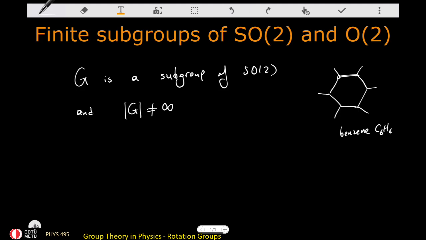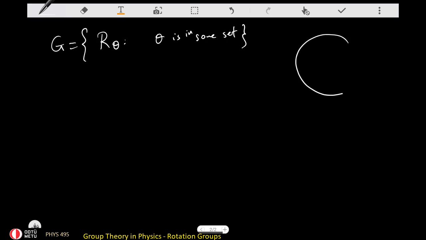So let's say that G is a subgroup of SO2. So the number of elements, the order of the group, is a finite number. So that's basically what we are looking for. So for SO2, of course, that means that the group is formed from elements of the form R theta, where theta is in some set of numbers. So in that case, this manifold structure that we have described becomes useful. So let's just remember that.